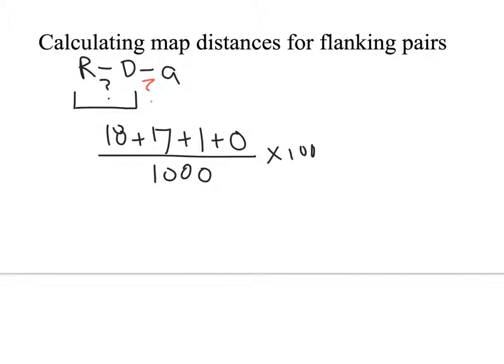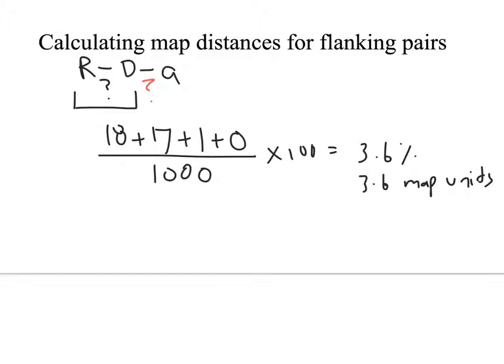Take that number, multiply it by 100 so you have a relative percent, and you'll find this turns out to be 3.6% or 3.6 map units. And that's the way of calculating the distance between R and D.